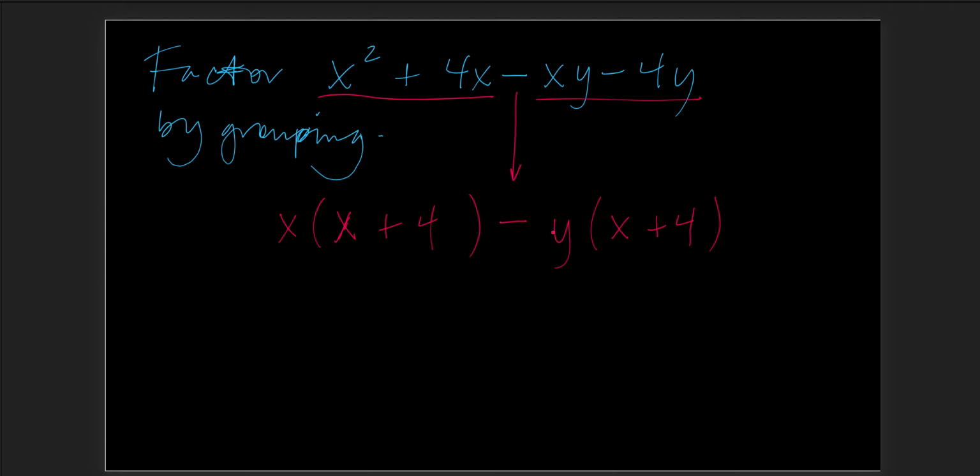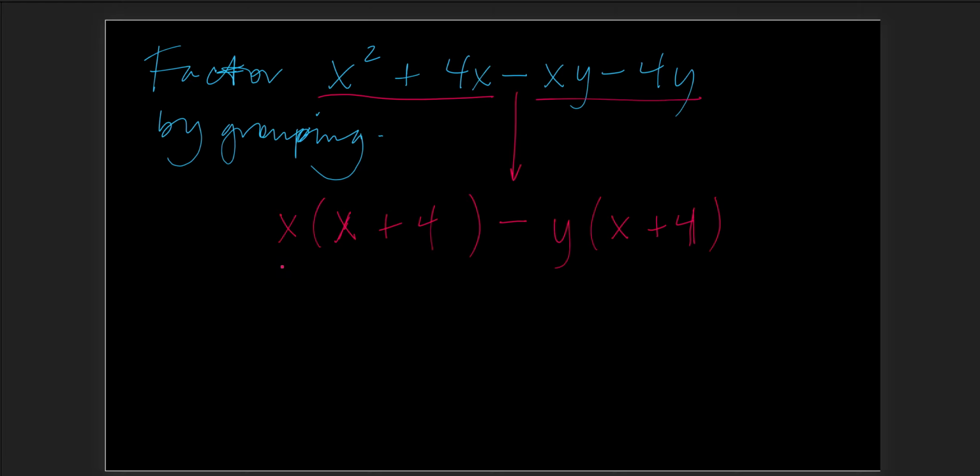Because when you take negative y times x, you get negative xy. And you take negative y times 4, that's a negative 4y. And so see how that x plus 4 is the same here? It should always work out that way. And you can just write it and see, because we'll be able to check our answer in the end.